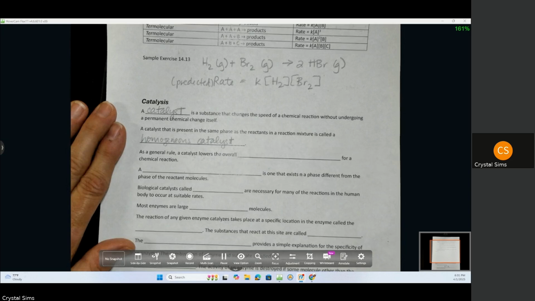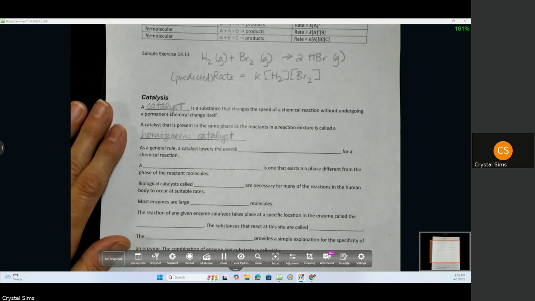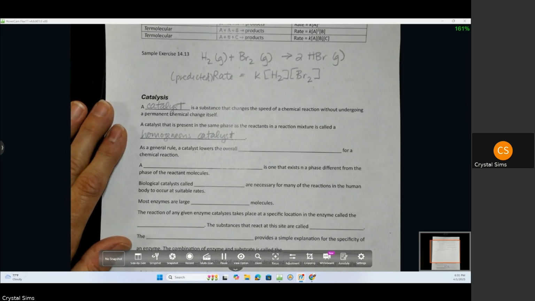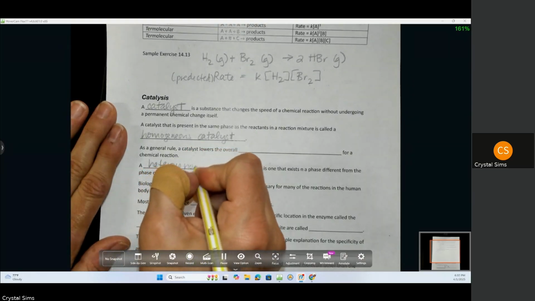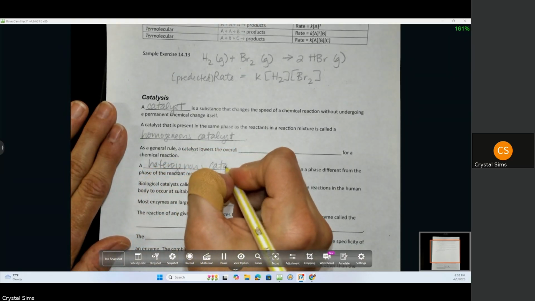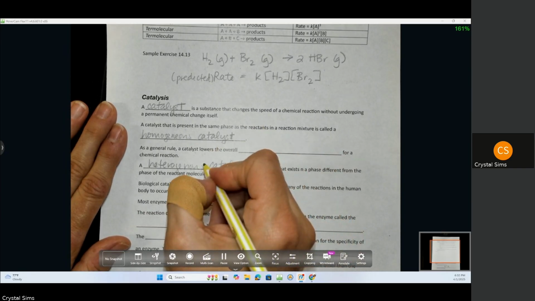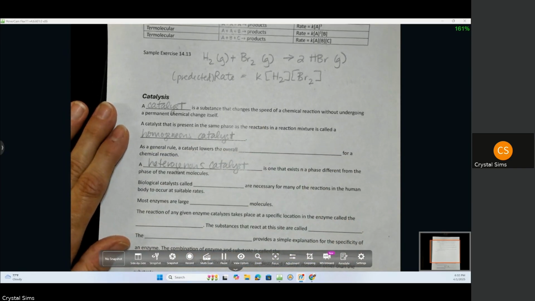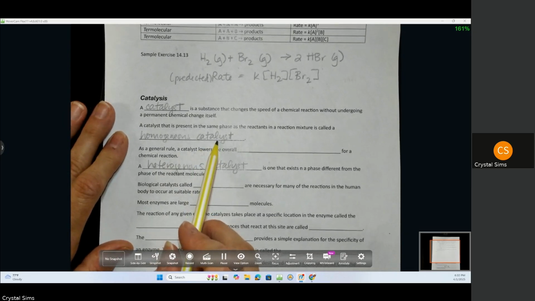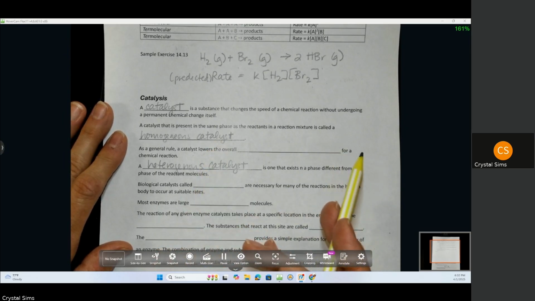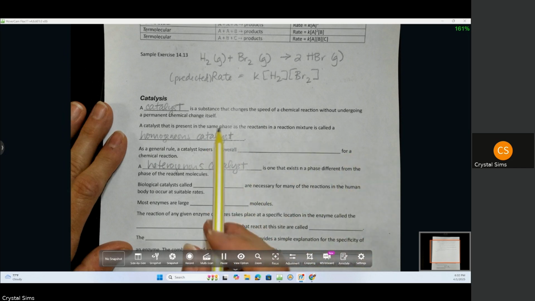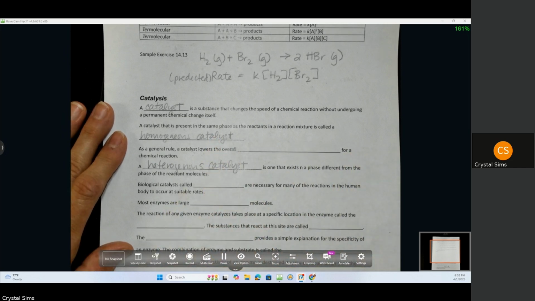So if we're dealing with solids and we use a solid catalyst, then that would be a homogeneous catalyst. If we use one that is in a different phase, that is a heterogeneous catalyst. So in the lab that we're going to do, we're going to use a homogeneous catalyst. We're going to be dealing with peroxide and we're going to use a solution of potassium iodide. We could just as easily use solid potassium iodide. It does the same thing. So it really doesn't matter.